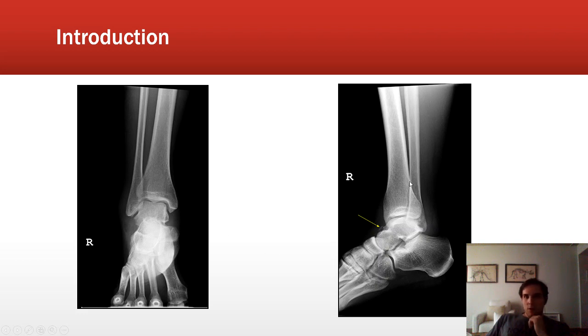So what is your posterior malleolus? On a lateral radiograph, you can see your fibulas here, and then if you look behind it, you have this outline here. This is your posterior malleolus, portion of your tibia that kind of stabilizes posteriorly and where the posterior inferior tibiofibular ligament attaches.